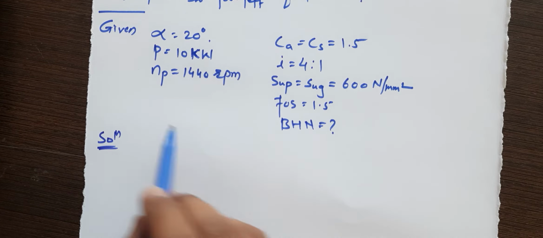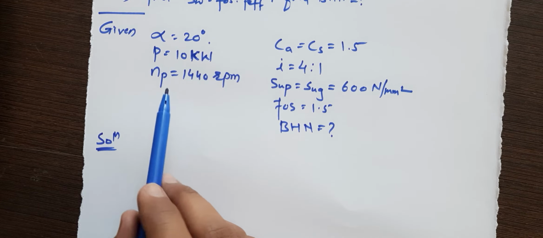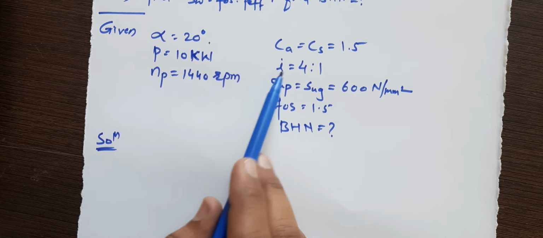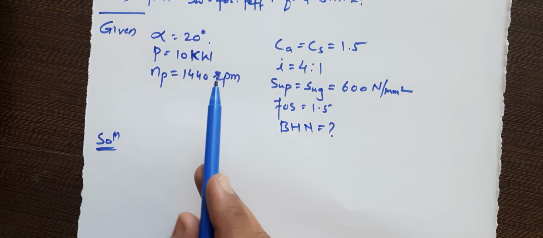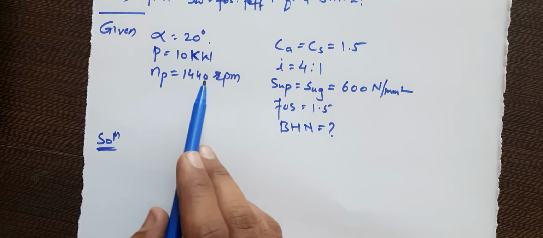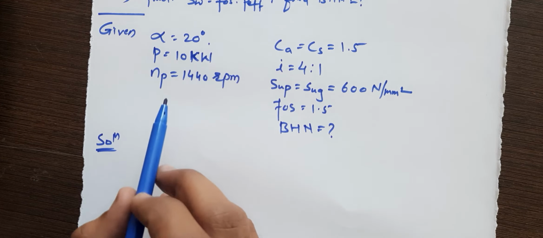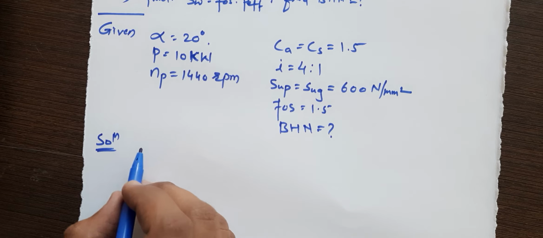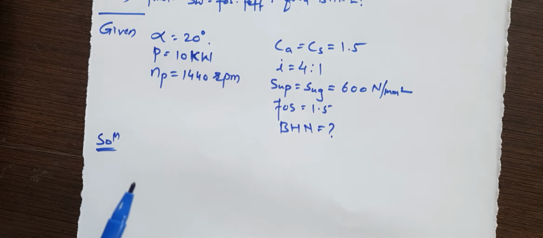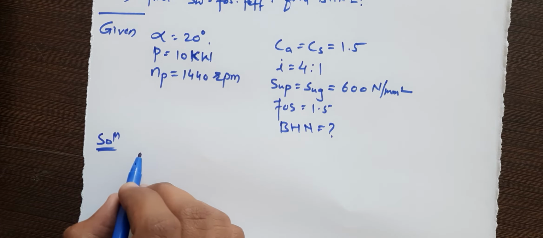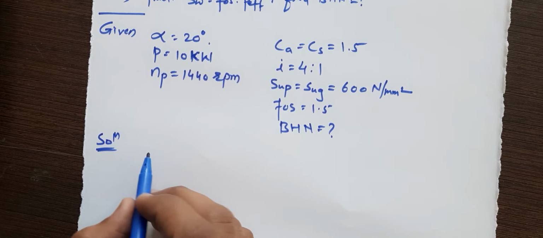From the given data, we can see that the number of teeth on gear as well as on pinion is not given. Only NP is given here, 1440, and the gear ratio is given as 4:1. From NP and gear ratio you can find NG, but you cannot find the number of teeth from this relation. Here the 20-degree full depth involute system is given. So we will assume that for a 20-degree full depth involute system, the minimum number of teeth on pinion should be 17. Now we can go for 18, 19 like that, or 17 also.